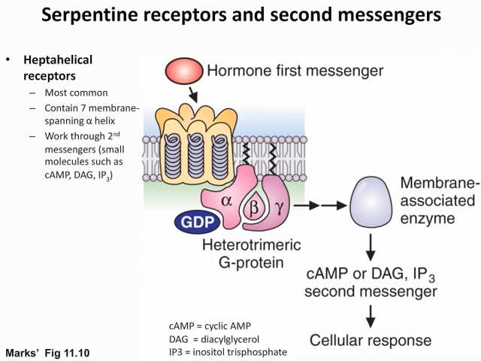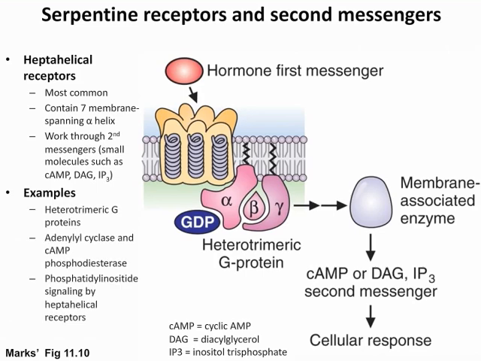So here's just a general outline of how these heptahelical receptors work. You should know those examples. He really does focus on adenylyl cyclase and cyclic AMP. But if you look at the picture on the right, you have a first messenger. It could be a hormone, a cytokine, or any type of neurotransmitter. In this case, a hormone is your first messenger.